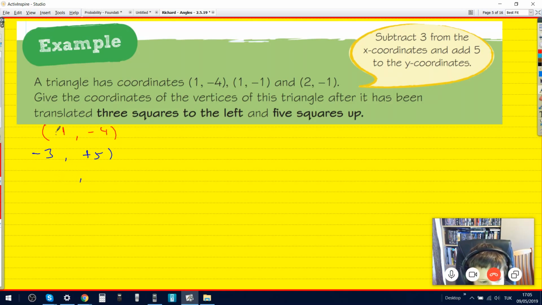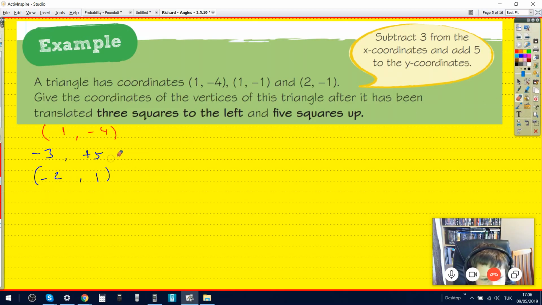So it's going to be 1, but it was 1 minus 3? Wait. So it was originally 1, and you're going 3 squares to the left. So it's 1 take away 3. Well, it's -2. Yes. And so the x is -2, and the y is 1. Okay. And so it helps to do the two separately.